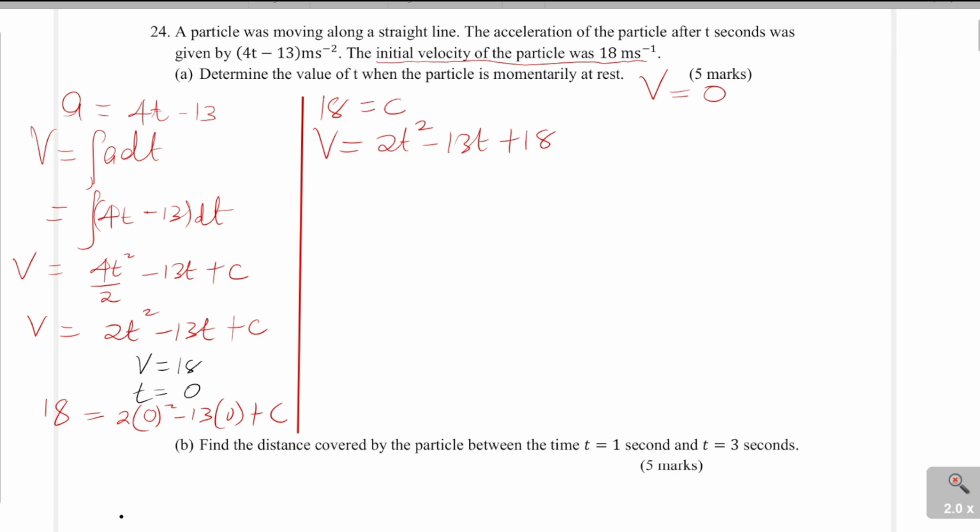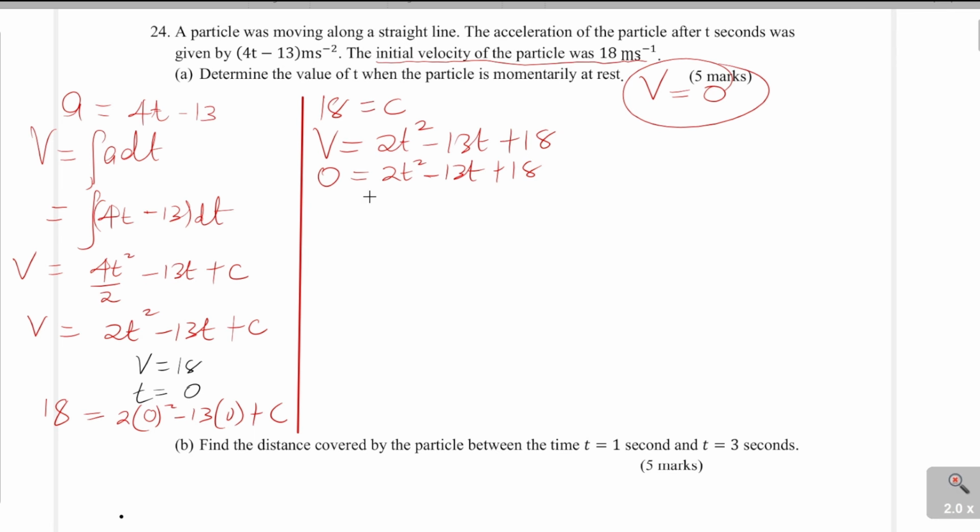Now having this, we'll be able to get the value of t when the particle is momentarily at rest. So we said when the particle is at rest, velocity is equal to 0. So at rest, you just equate velocity with 0. So 2t squared minus 13t plus 18 is equal to 0. So this is a quadratic equation. So once you solve it, you find two values of t when the particle is momentarily at rest.